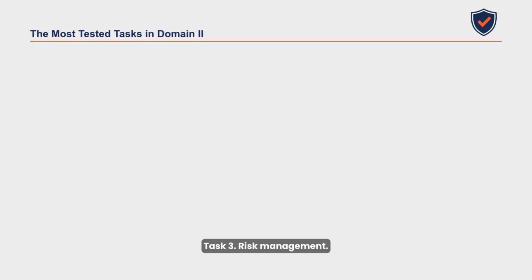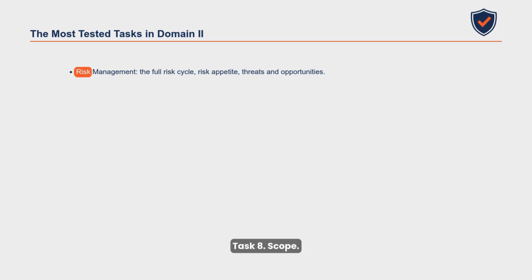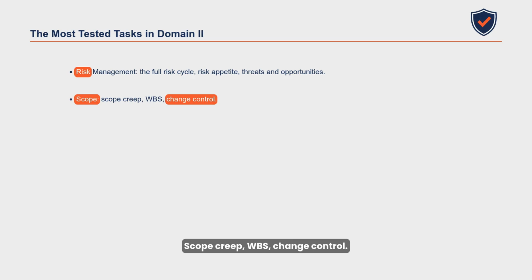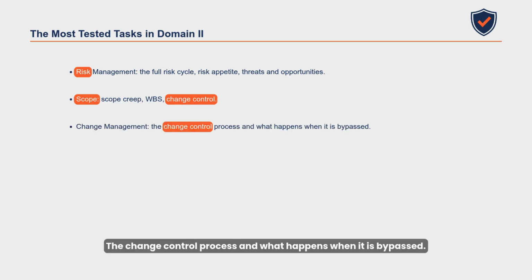Task 3. Risk management: the full risk cycle, risk appetite, threats and opportunities. Task 8. Scope: scope creep, WBS, change control. Task 10. Change management: the change control process and what happens when it is bypassed.